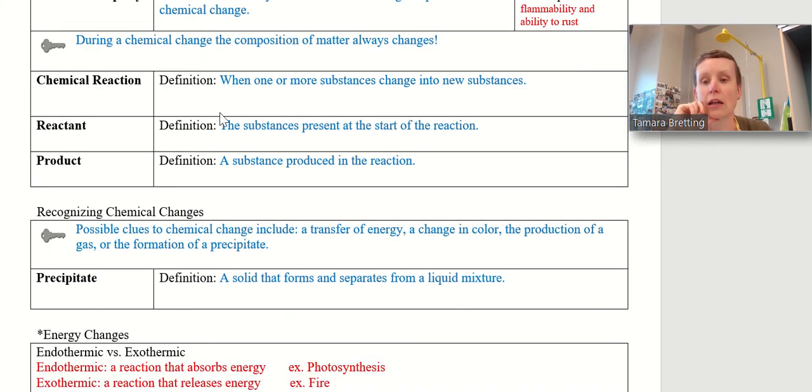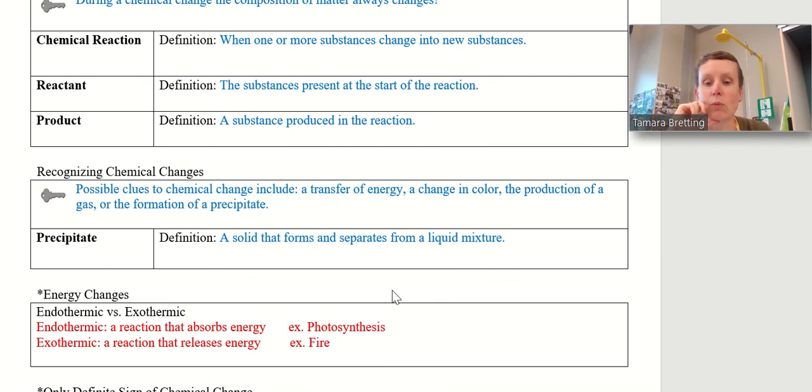Okay. All right. Something that fits really well in this section would be energy changes. We're talking about these possible clues to chemical change, and put a star next to this. This is something you're going to see on your test, your final exam in the spring. These are all the possible signs of chemical change. Okay, transfer of energy, and there's two types of transfer of energy we're going to talk about down here. A change in color, production of a gas, those are pretty self-explanatory, and the formation of a precipitate.